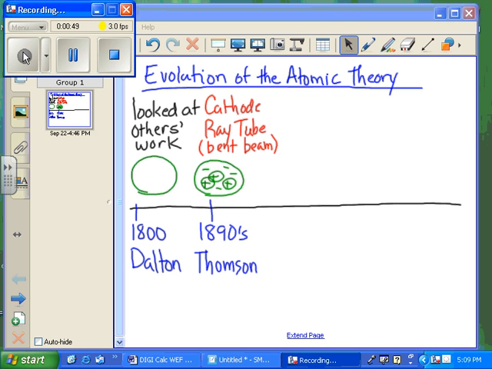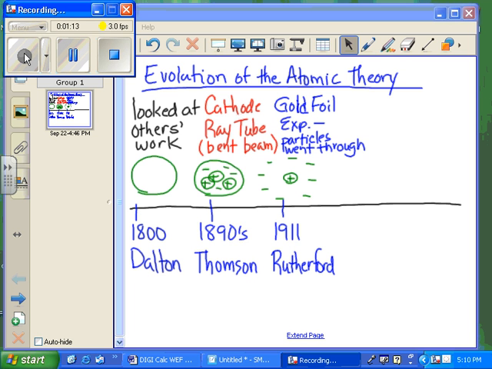So his picture came to be, a lot of people call it the plum pudding model, but I call it the chocolate chip cookie model. So the little pluses there are the chocolate chips, and the minuses there are the cookie dough. So that's how they viewed pluses and minuses, just kind of all mushed together in the same space.